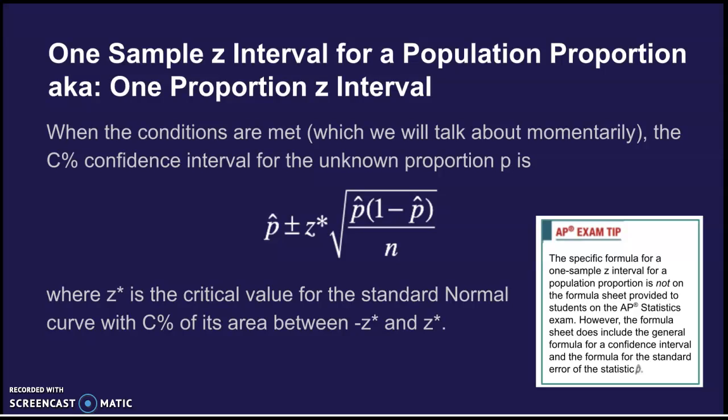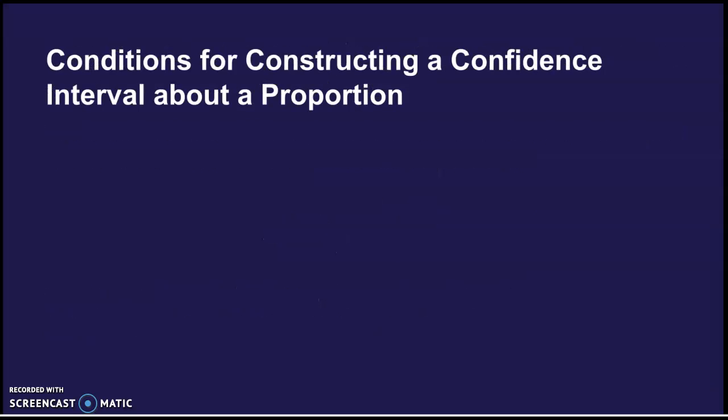The specific formula for a one sample z interval for a population proportion is not on the formula sheet that you will have for the exam. However, the formula sheet does include the general formula for a confidence interval and the formula for the standard error for the statistic p hat. So everything you need is there, you just have to put it together.